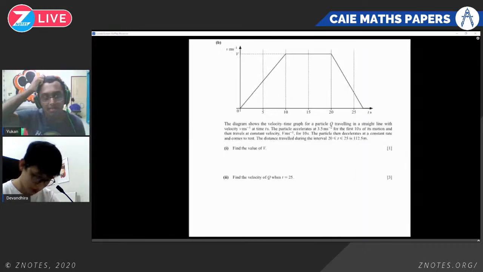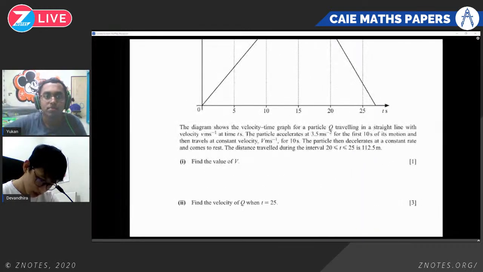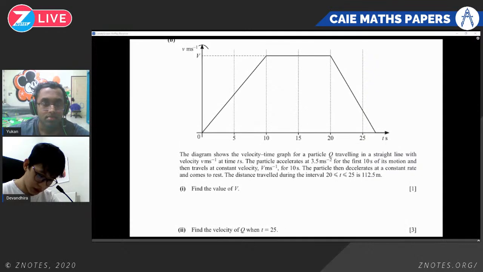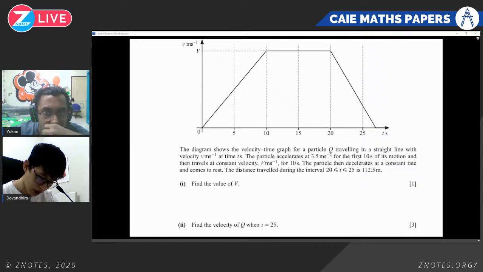All right. So next question. The diagram shows a velocity time graph for particle Q traveling in a straight line with velocity v at time t. The particle accelerates at 3.5 meter per second square for the first 10 seconds of its motion and then travels at constant velocity v for 10 seconds. So this is v right here. The particle then decelerates at a constant rate, a straight line, and comes to rest. The distance traveled during the interval 20 to 25, this part, is 112.5. Find the value of v.